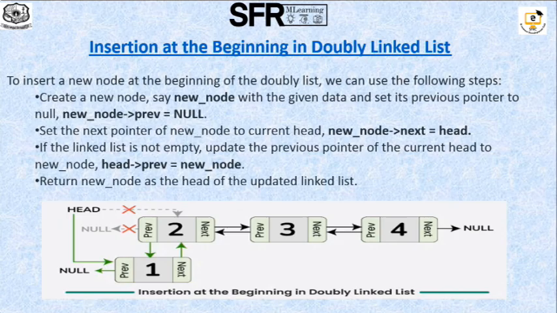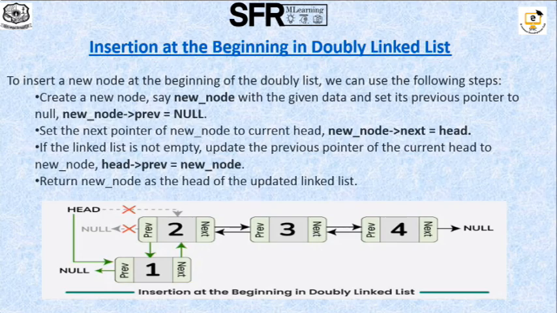If we are going to insert at the beginning, it is a simple process. We just have to create a node with the given data. Then for that data, as you see in the diagram, if we create a new node, we have to set the previous pointer to null. So the previous of the new node will be set to null. Next, set the next pointer. The next pointer will be pointing to the head, as you can see in the diagram.